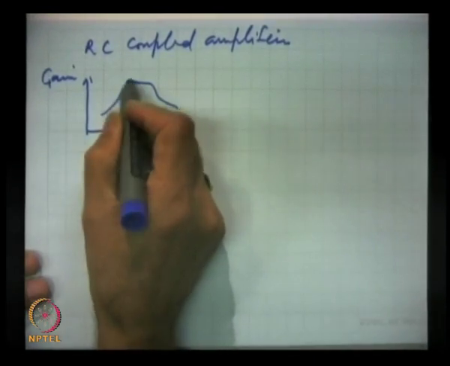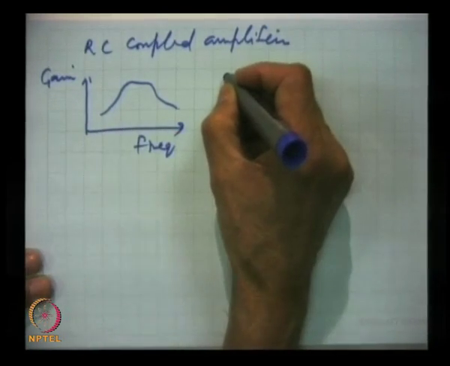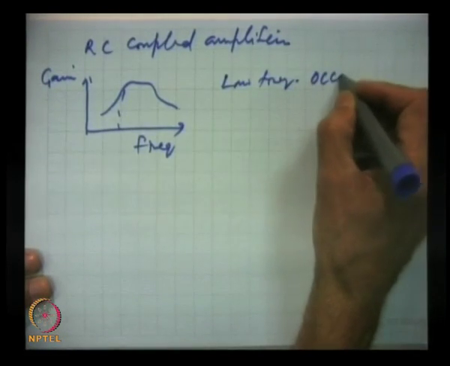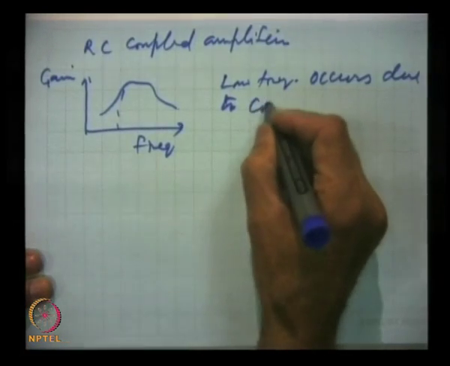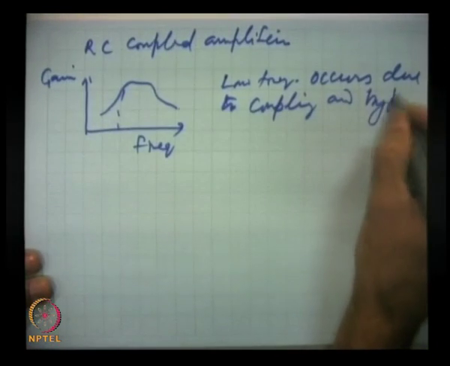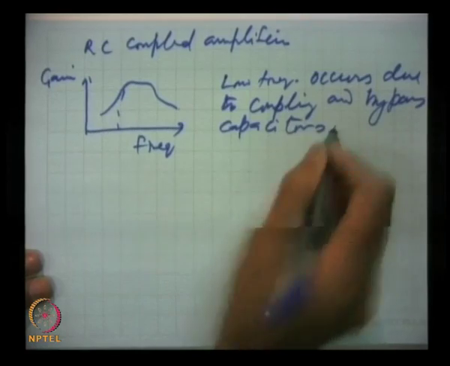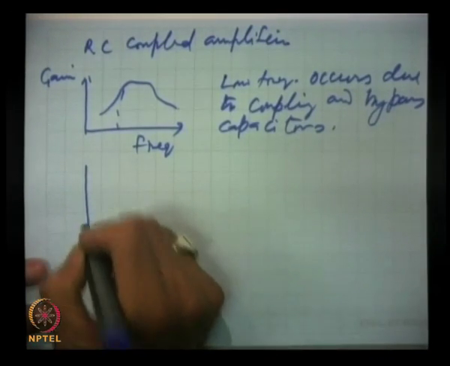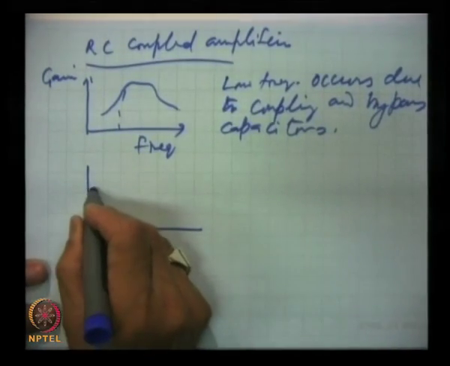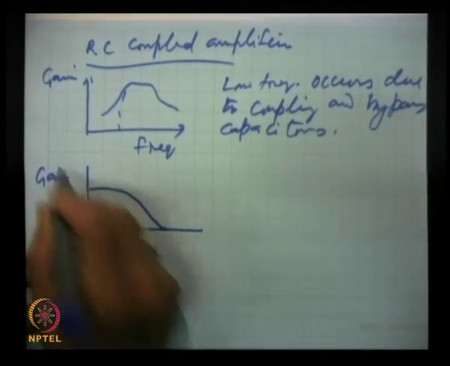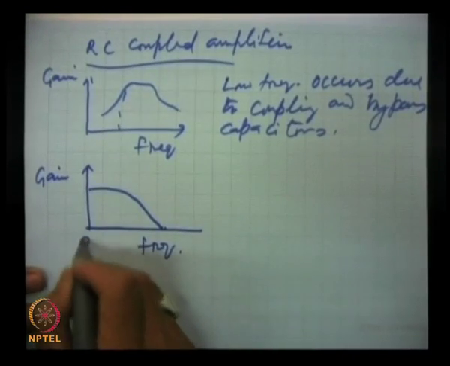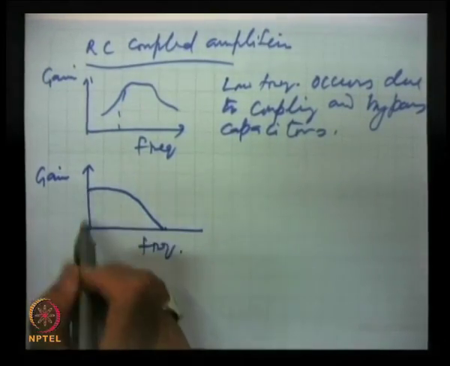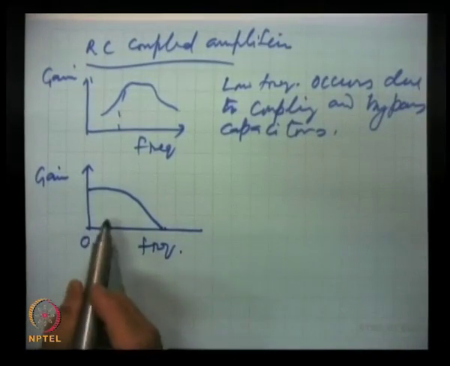And this fall occurs because of the low frequency cutoff, due to coupling and bypass capacitors. In direct coupling there is no bypass and coupling capacitor. So, this is the response for RC coupled; for direct coupled, the response is like this. This is gain, this is frequency, and this is 0 frequency. That means including DC, right from DC, the gain will amplify the signals, and this is the response for a direct coupled amplifier.